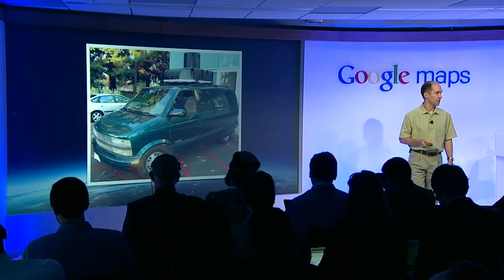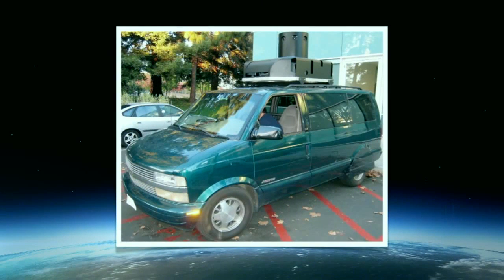So to make this happen, in the early days of the project, we built a few vans like this. You can see it's a bit of a monster. It's got hundreds of pounds of equipment, many cameras, lasers, computer rack in the back, batteries, GPS, what have you. So with these vans, we were able to drive enough to capture a few cities, and we used the imagery to launch Street View about 5 years ago in 2007.